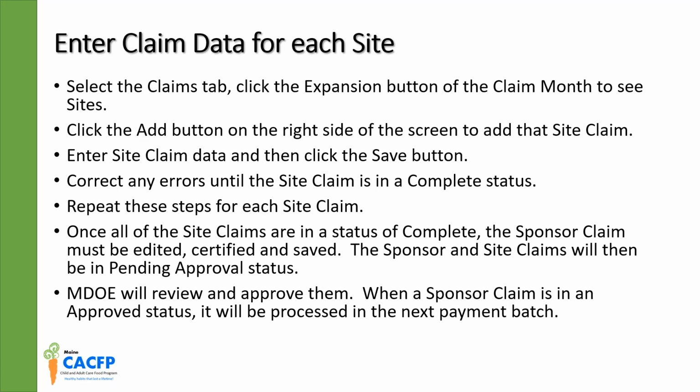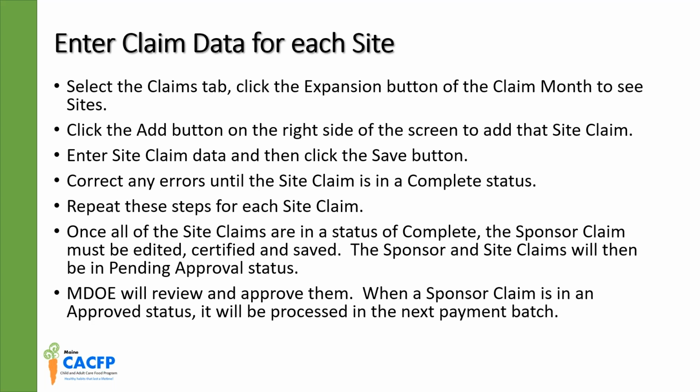This talks about entering the claim data for each site. You would select the claims tab like we did before, click the expansion button, so that's the green button at the claim month to see the site. You would click the add button to the right of the screen to add that site claim, enter the site claim data, and then click the save button.